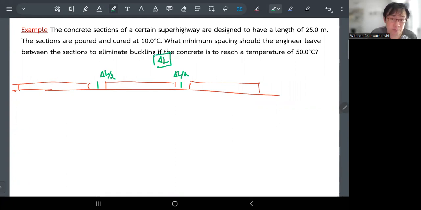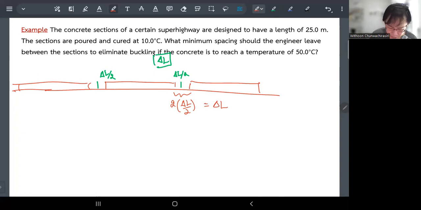However, because you have to put them side by side, you have to take into account that delta L over 2 from the neighboring block. So that means the minimum spacing that you're supposed to leave between blocks comes back to delta L again. So it's twice the delta L over 2. Does that make sense, guys? All right. So if that is good, then all we have to do is calculate the linear expansion of the block and be done with it. That's how simple it is.